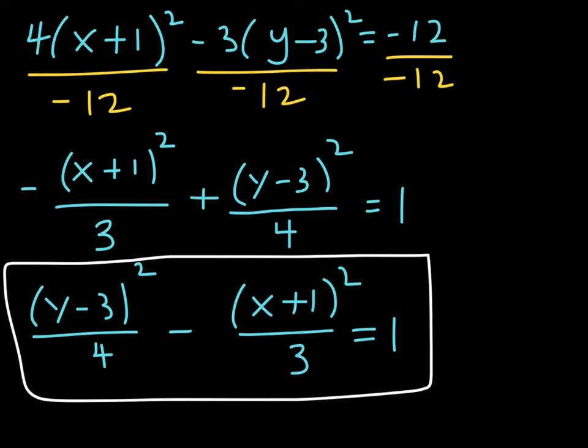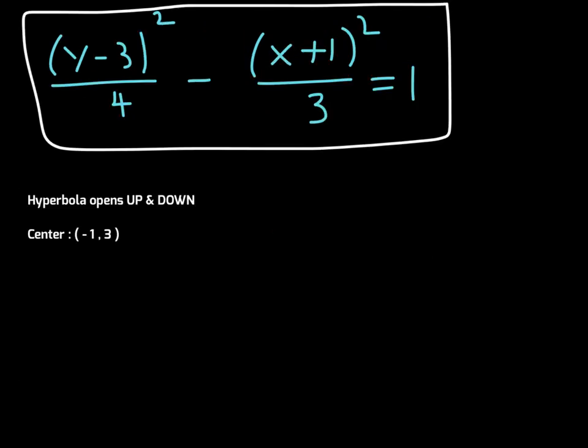Now be careful when you identify the center. It's h comma k, and h is always with x, and k is always with y. So it's -1, +3. So there we have it. The hyperbola opens up and down, and the center is -1, +3. Cool deal. They did not ask us to graph it, so don't worry about it.